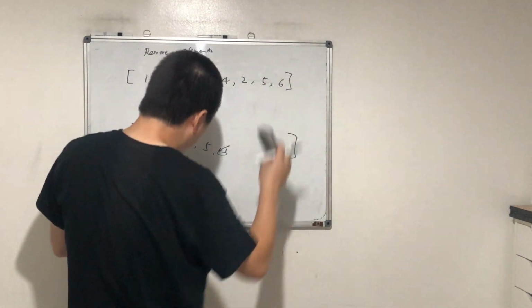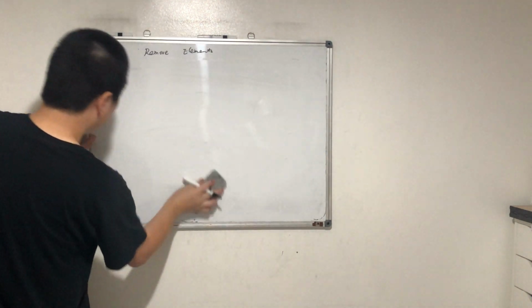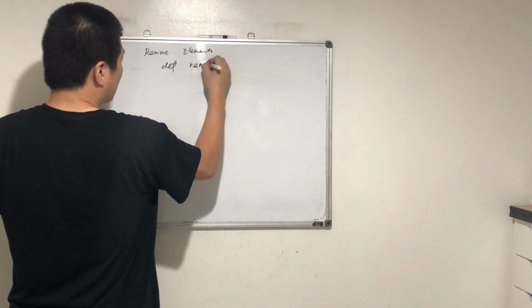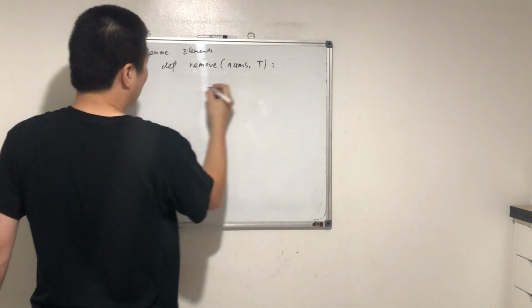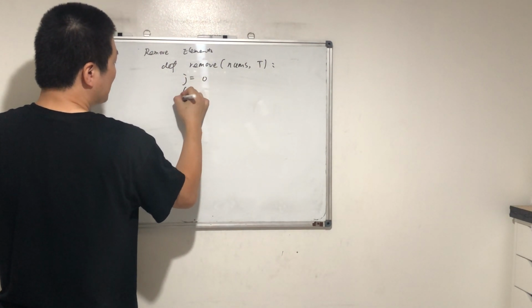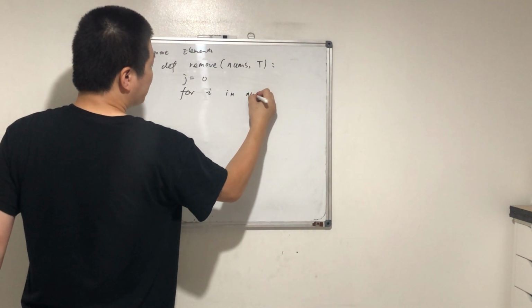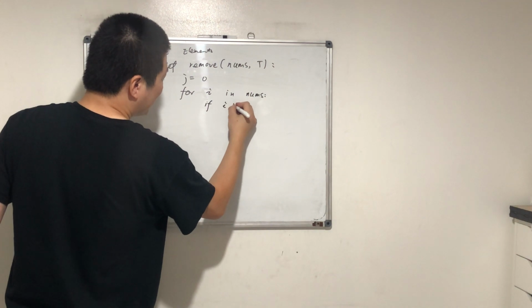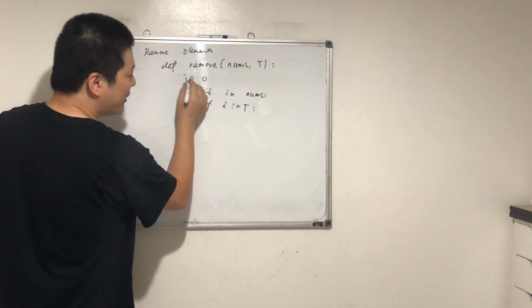Yeah, because after plus 1 it will be 5, okay? Okay, let's do this. Define remove(nums, target). Okay, J equals 0, for i in nums. If the number is not the target we want to remove, we want to keep it, right? So now we put it at J, right?